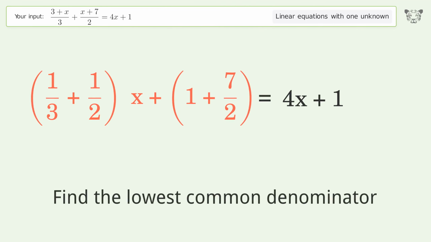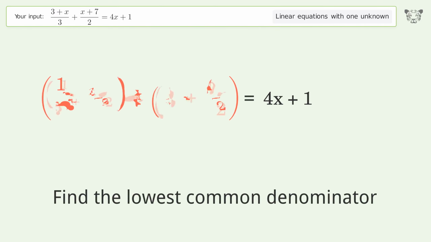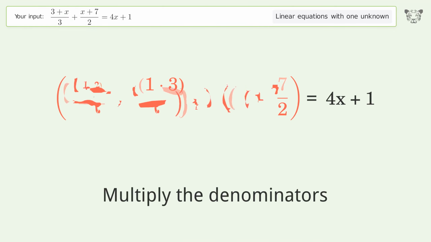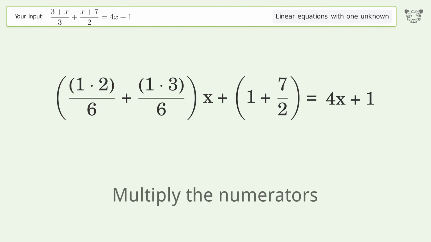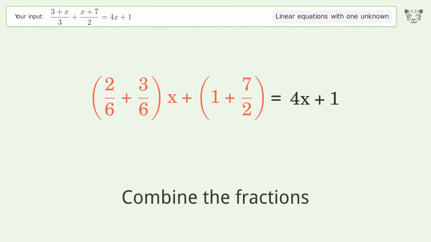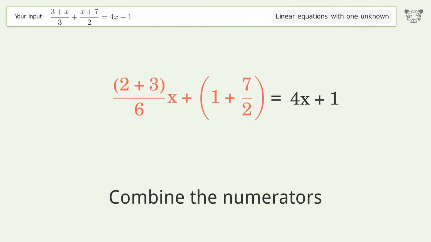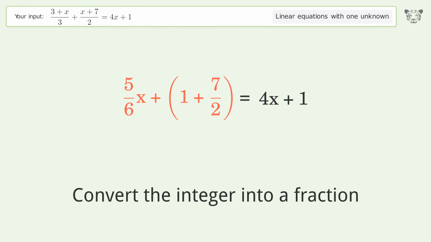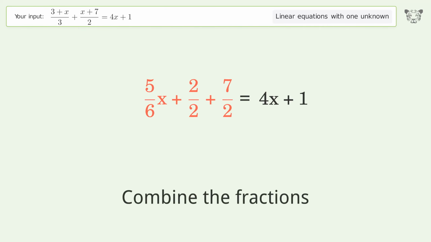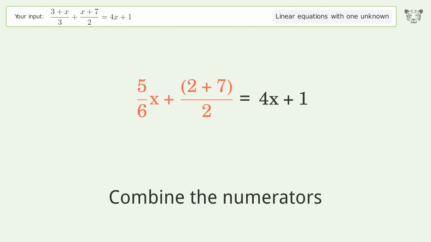Find the lowest common denominator. Multiply the denominators. Multiply the numerators. Combine the fractions. Combine the numerators. Convert the integer into a fraction. Combine the fractions. Combine the numerators.